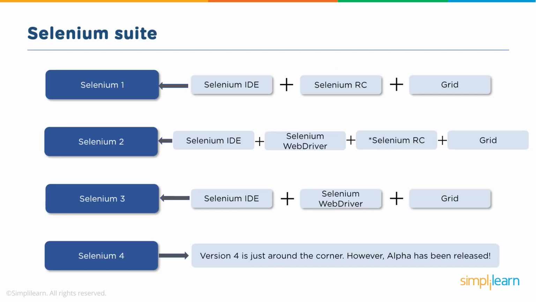Alright, so now we talked about the components of Selenium. Let's look at the different versions it evolved into. When I talked about RC, I mentioned that this was the Selenium 1 version. So now let's understand how this evolved over the years and what it offers today.